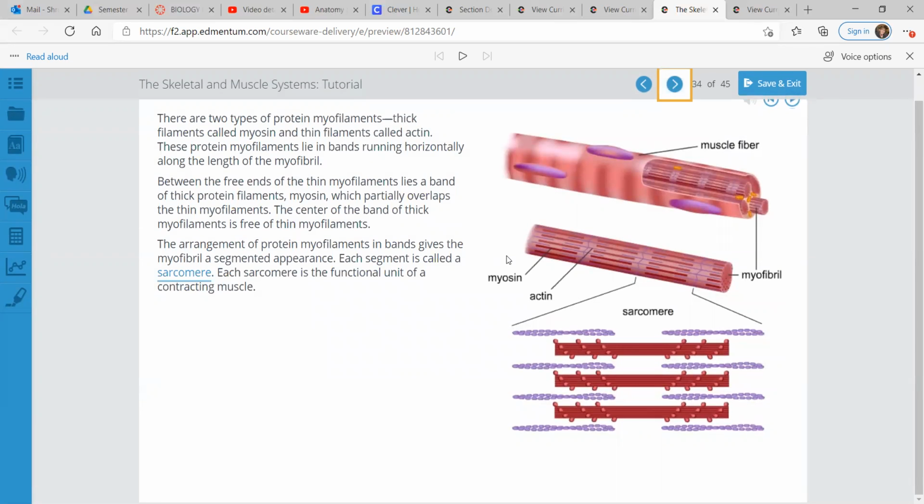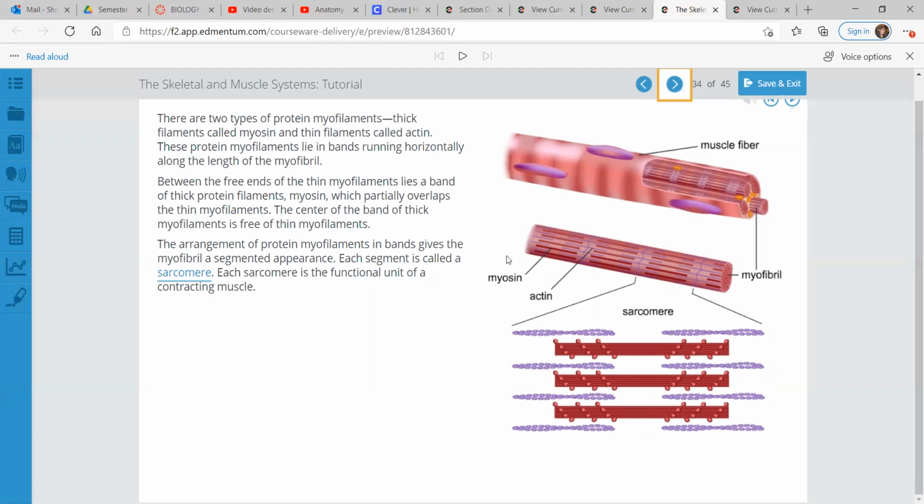There are 2 types of protein myofilaments. We have thick filaments called myosin and thin filaments called actin. These protein myofilaments lie in bands running horizontally along the length of the myofibril. Between the free ends of the thin myofilaments lies a band of thick protein filaments, myosin, which partially overlaps the thin myofilaments. The center of the band of thick myofilaments is free of thin myofilaments.